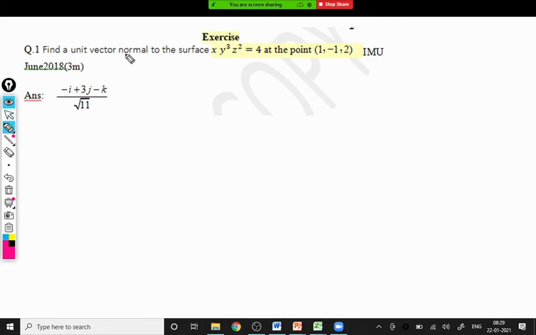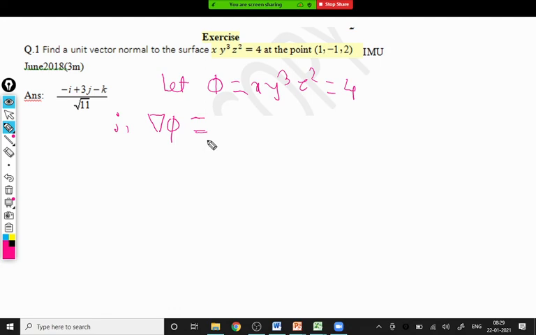The question is find unit normal vector, so we'll find del phi. Yes, first we should give the notation. Let phi equal to x y cube z square equal to 4, and we want a unit normal vector to the surface. So first we'll find del phi by magnitude of del phi.